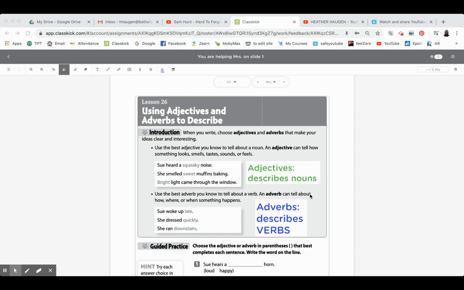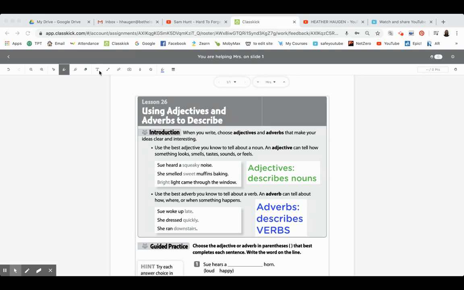Hi everybody. Today we're going to talk more about adjectives and adverbs. If you recall from class, we've talked about them before. Adjectives, like I wrote here, describe nouns, and adverbs describe verbs or actions. So let's read a little bit here. When you write, choose adjectives and adverbs to make your ideas clear and interesting.